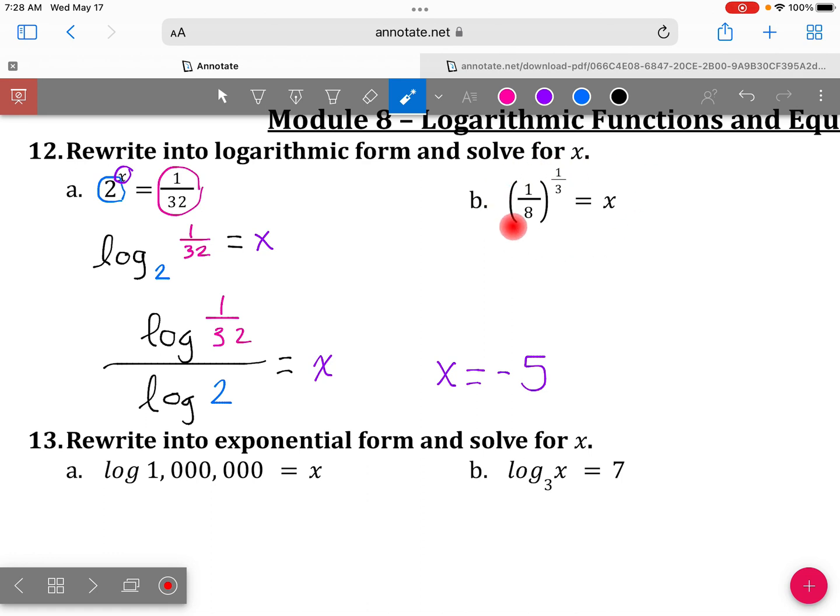B, you can kind of straight up type in the calculator. You still need to write it in log form because it specifically says to rewrite it in log form. But you can type this guy in the calculator in exponential form to get the answer.